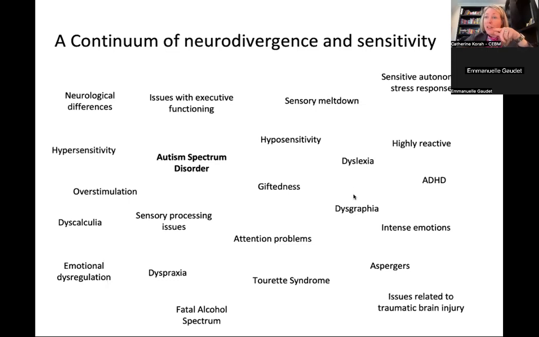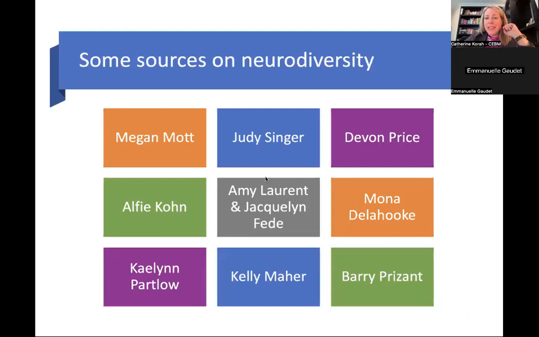The other piece, which I didn't know until I saw this document, is that things like dyslexia, dysgraphia, or dyspraxia actually fit underneath the umbrella of neurodivergence. Now, some of the key authors, and again, it's not an end-all be-all list. These are just some key authors that are sourced in terms of neurodiversity.